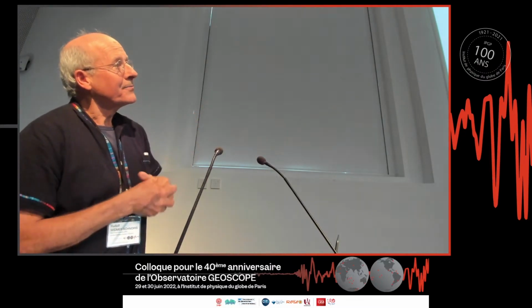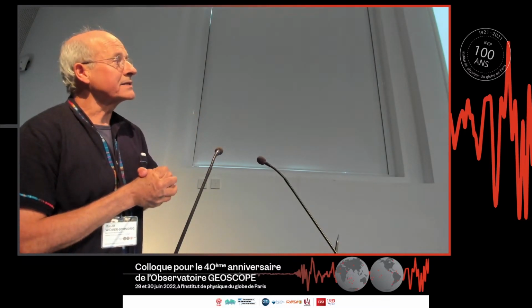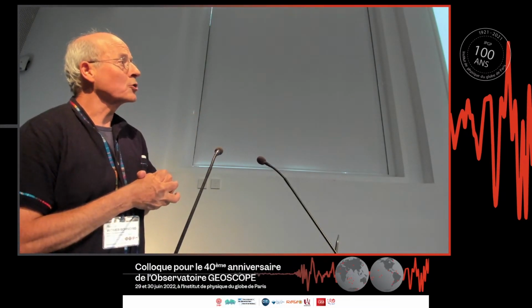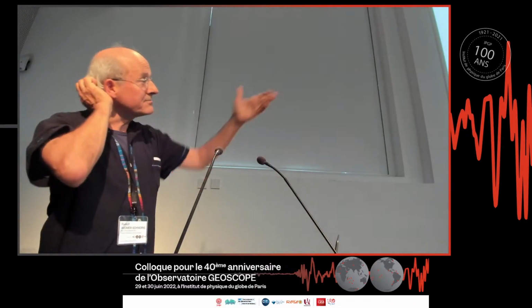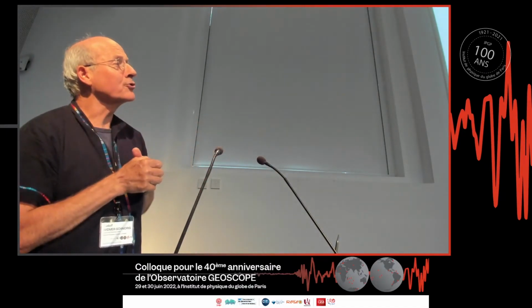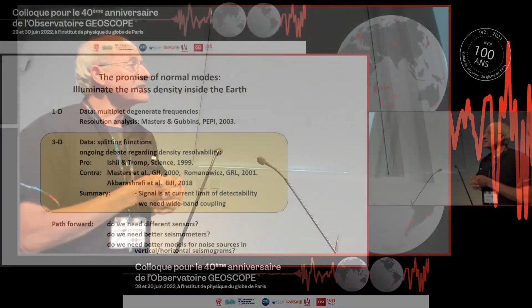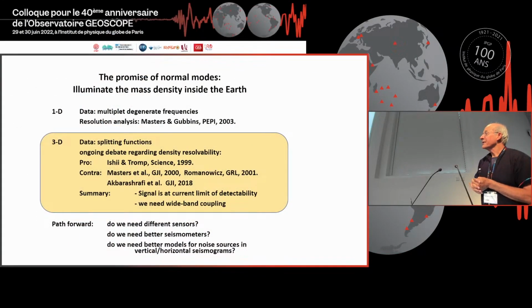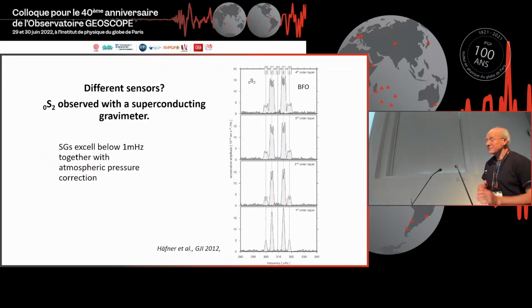At this point the signal is at the limit of detectability. Well, how can you improve the signal-to-noise ratio? And that's where these three bottom questions come from. Do we need different sensors? Do we need better seismometers? And can we better understand where the noise comes from in our seismic data and reduce that? And this is the point I want to elaborate in the rest of the talk.